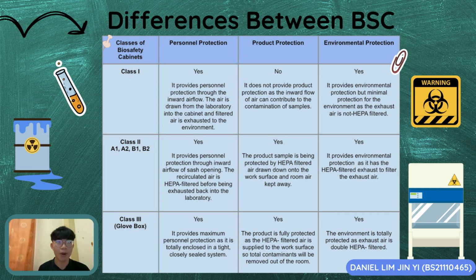Lastly, the Class 3 Biological Safety Cabinet provides the maximum protection to the personnel, product, and environment. Because of its enclosed, tightly sealed system, it provides maximum protection to personnel, while for product protection, HEPA filtered air is supplied to the work surface so total contaminants are removed, and the environment is protected as the exhaust air is double HEPA filtered.